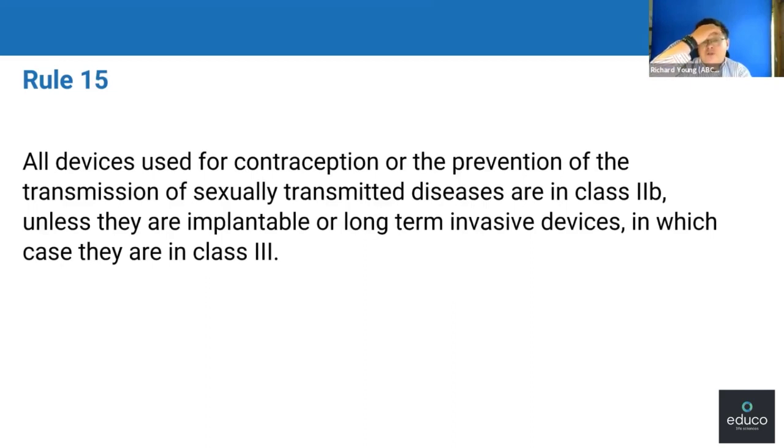Rule 15 talks about contraceptive devices, and it says basically things that stop sexually transmitted diseases and so on are in class 2B, unless they're implantable, in which case they're class 3. And that covers things like IUDs, because again, we have a history of these devices malfunctioning and they're getting a class 3 because we want to make sure they're safe for the women who use them.